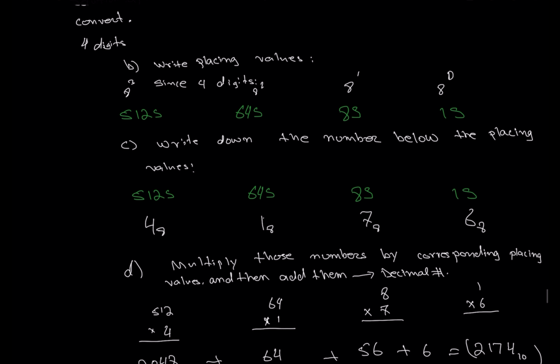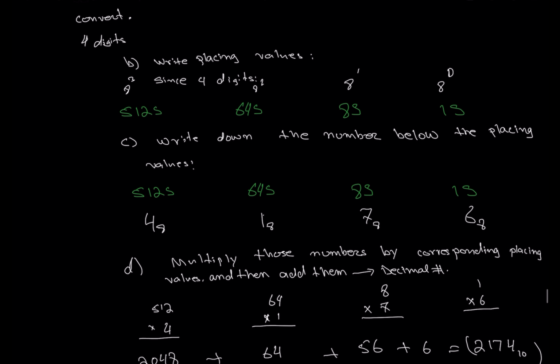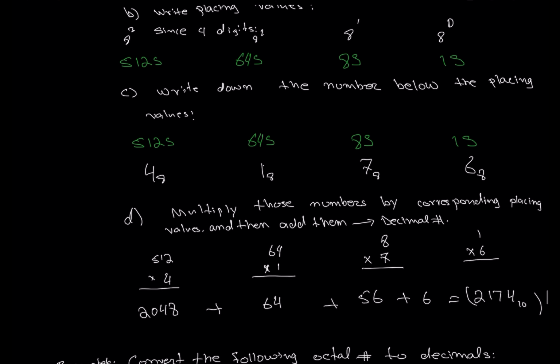So what you'll have to do now, the third step, is to multiply these numbers. 4 multiplied by 512, 1 multiplied by 64, 7 multiplied by 8, 6 multiplied by 1. Then you add them together and that will be your decimal value. All these numbers combined give you 2174 in base 10. So that wasn't that bad. We will do some examples to clarify even more.